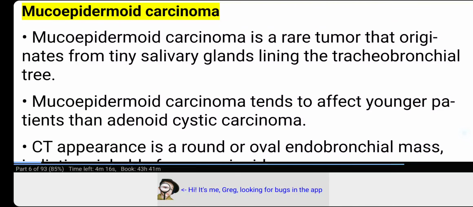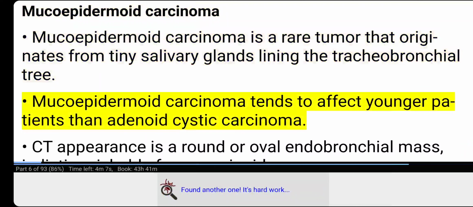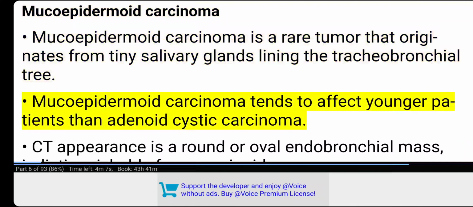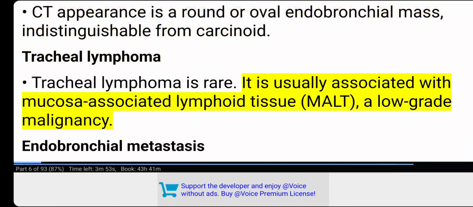Mucoepidermoid carcinoma. Mucoepidermoid carcinoma is a rare tumor that originates from tiny salivary glands lining the tracheobronchial tree. Mucoepidermoid carcinoma tends to affect younger patients than adenoid cystic carcinoma. CT appearance is a round or oval endobronchial mass, indistinguishable from carcinoid. Tracheal lymphoma. Tracheal lymphoma is rare. It is usually associated with mucosa-associated lymphoid tissue, MALT, a low-grade malignancy.